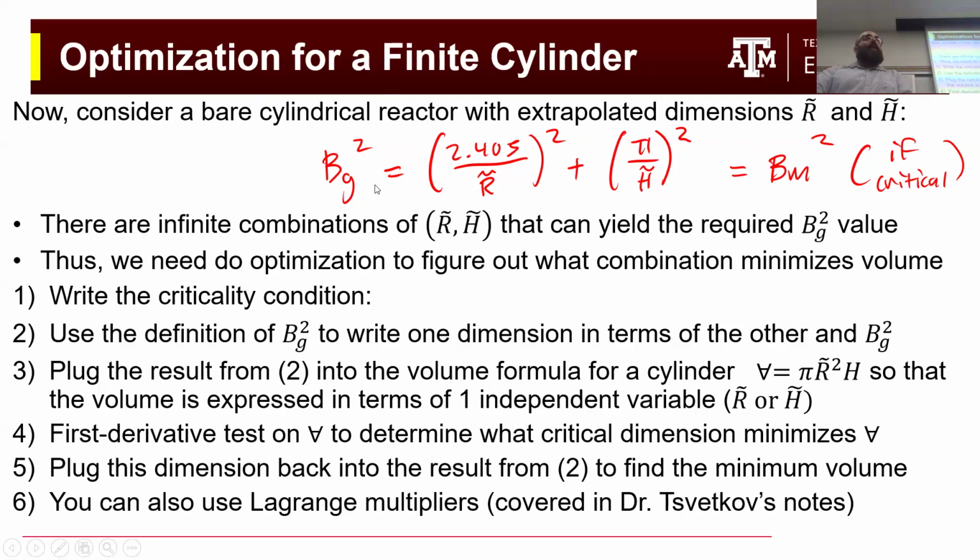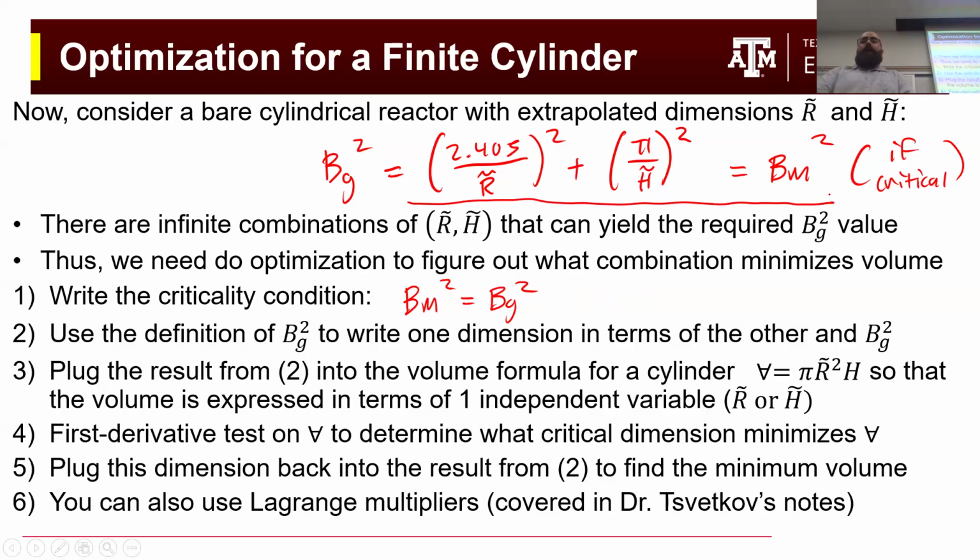But if my BG squared is constant, there's an infinite combinations of R and H that I could pick that would give me that corresponding BG squared. So in general, what I would do in terms of an optimization problem is I would just write that criticality condition, which is that BM squared equals BG squared. And then where I have BG squared, I would use the definition of BG squared to write it in terms of those two dimensions. That would give me an equation that basically just looks like this.